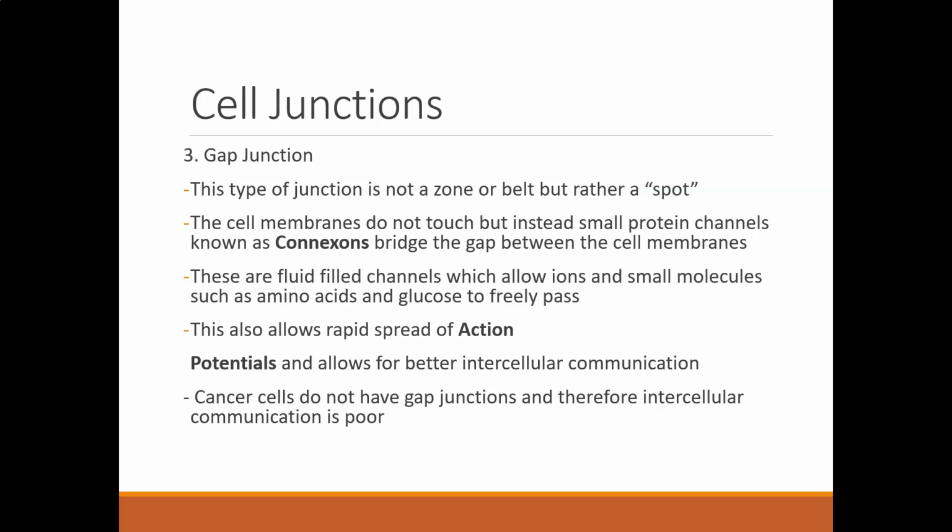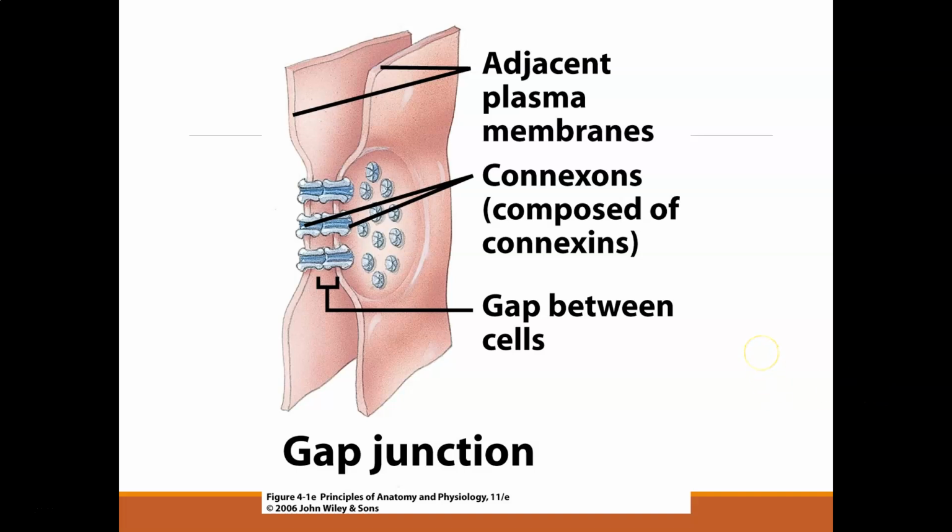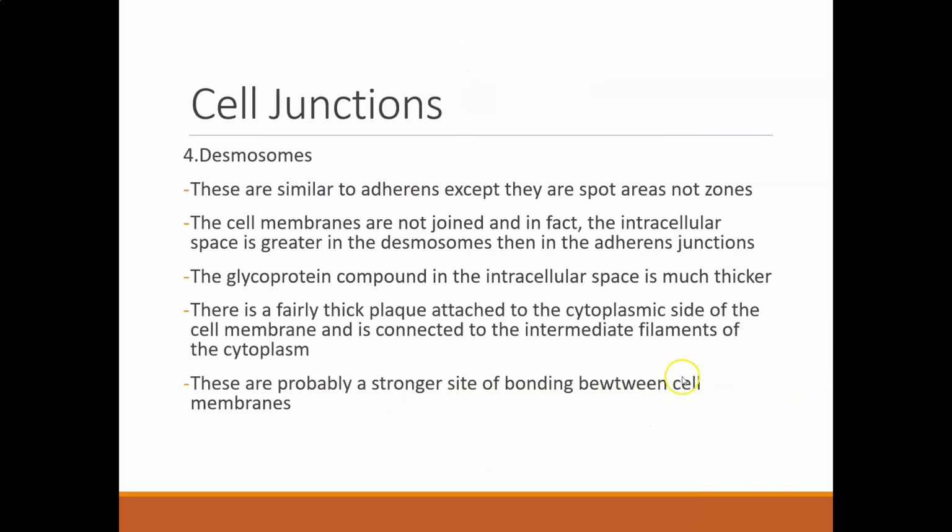Interestingly enough, cancer cells do not have gap junctions, and therefore the cells don't talk very well to each other, and it's one of the reasons why tumor cells of cancer grow quite large and out of control, because they don't really talk to each other.